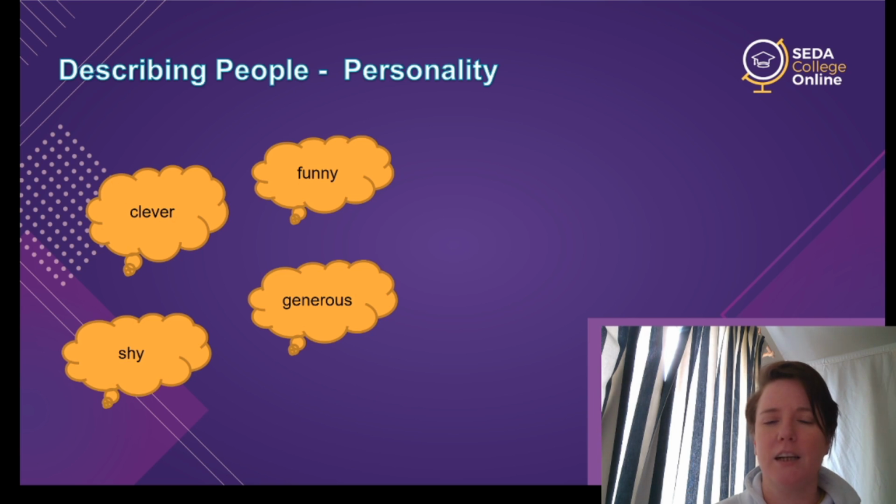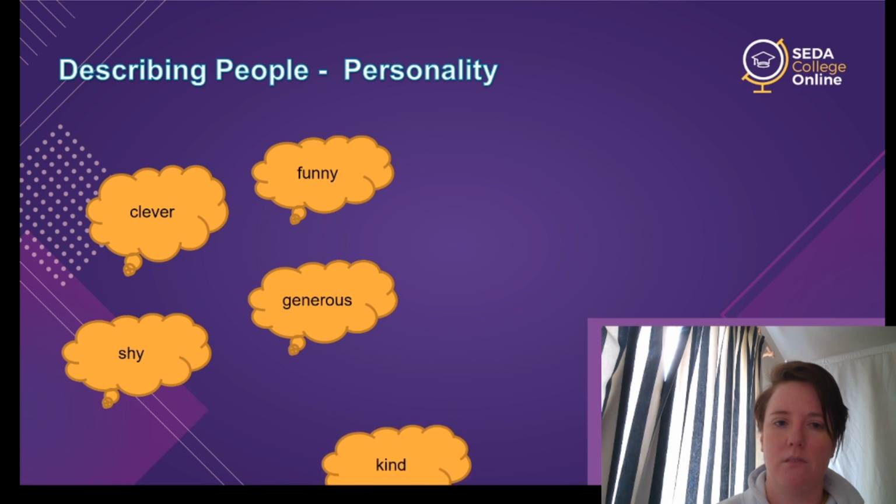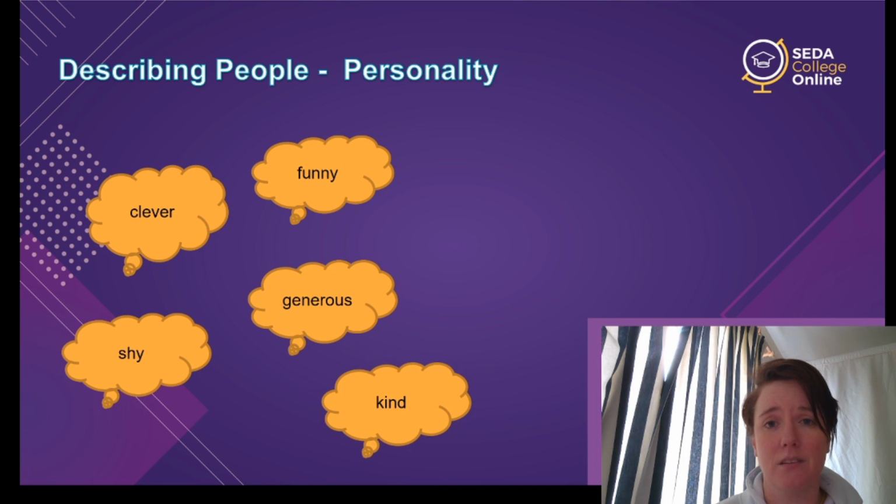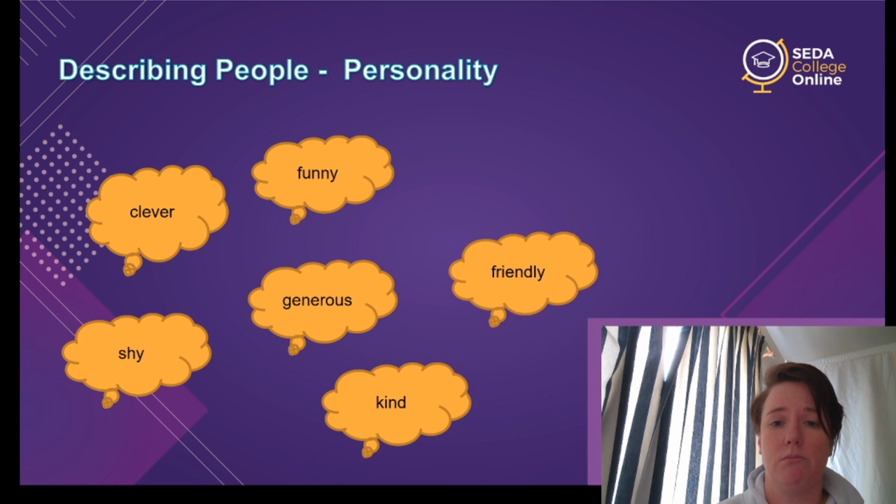Generous. A generous person likes to give things to other people. Okay, so they like to make maybe cakes and things and they like to give to other people. Kind. Okay. A person who is nice, nice to other people. Polite would be another word. Friendly. They like to talk to other people. Okay, a friendly person.